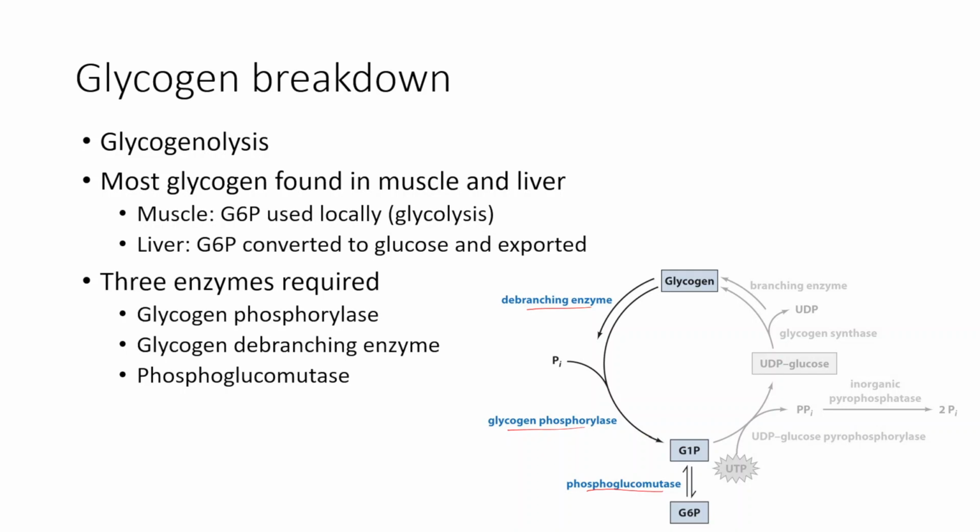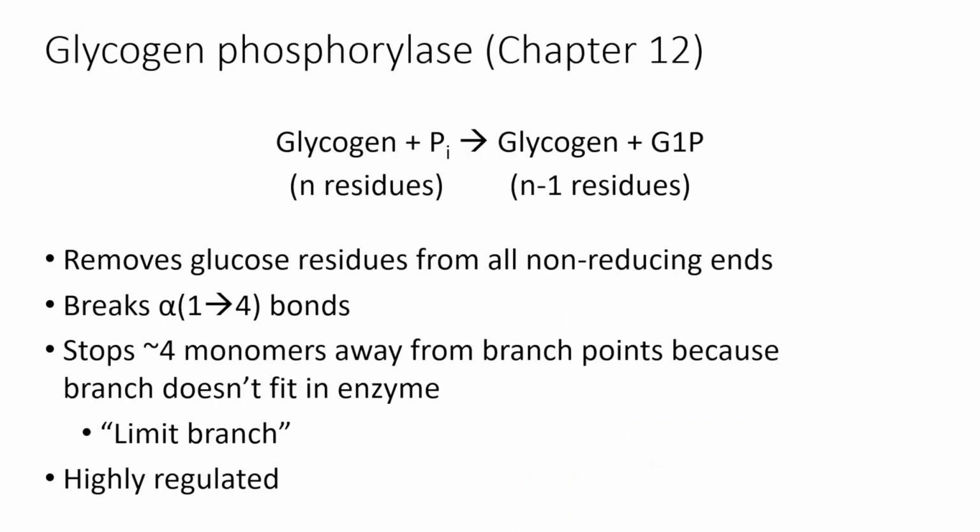Phosphoglucomutase is involved in the conversion of glucose 1-phosphate to glucose 6-phosphate, because glucose 6-phosphate can be used for glycolysis, but glucose 1-phosphate is the breakdown product of glycogen phosphorylase. And debranching enzyme is really important for taking apart those branches, because glycogen phosphorylase is only breaking those alpha-1,4 glycosidic bonds. Debranching enzyme is necessary to help with those alpha-1,6 branch points.